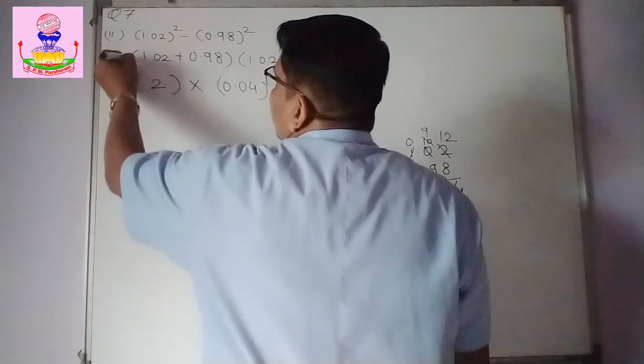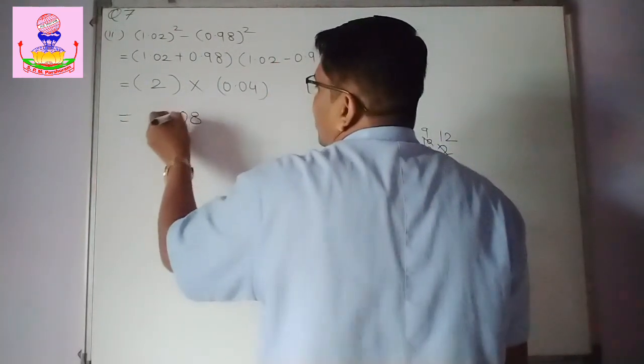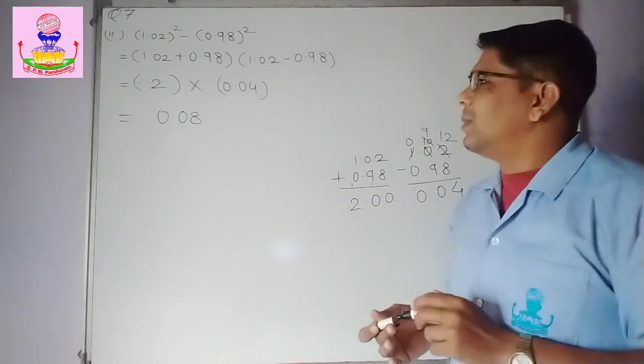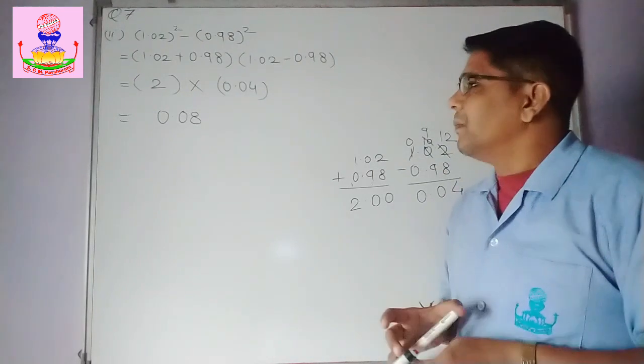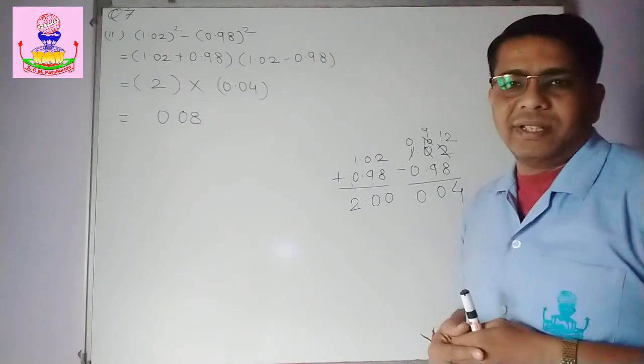Now easy. 4 2s are 8. 2 zeros are 0, 2 zeros are 0. So 0.08. Decimal point after 2 digits, definitely. So 0.08, that is the answer.